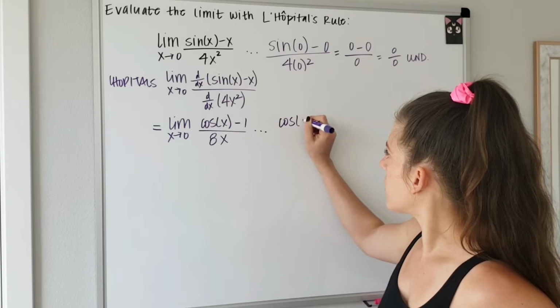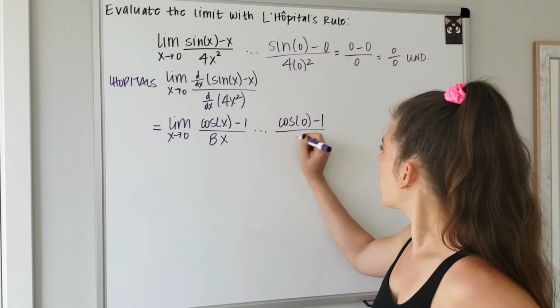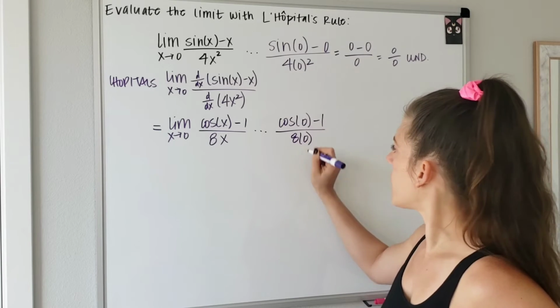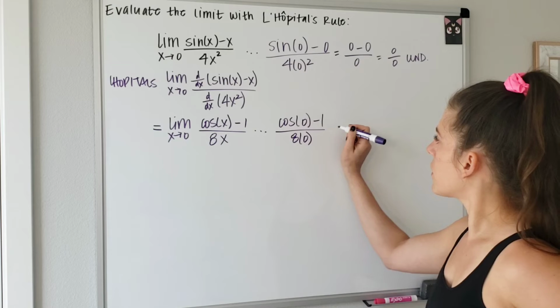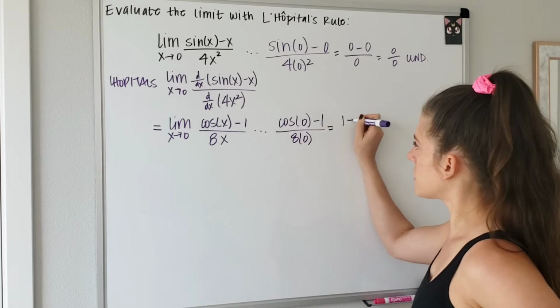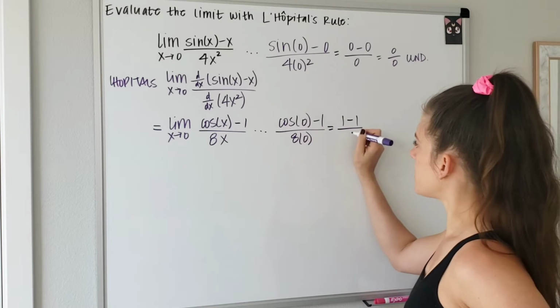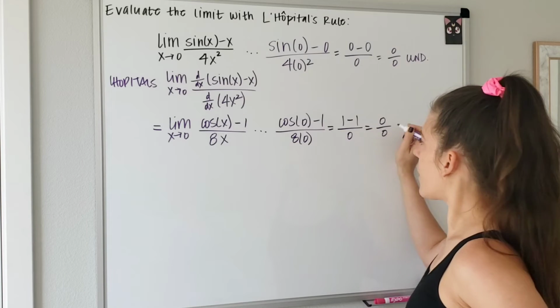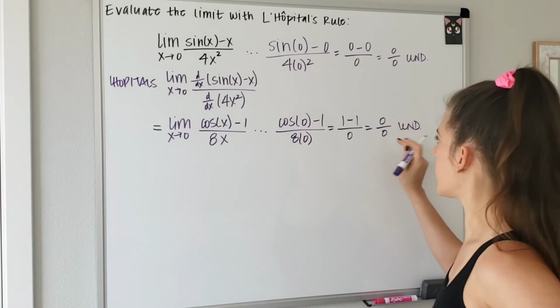So cosine of 0 minus 1 over 8 times 0. Well, cosine of 0 is 1, minus that 1 on top. 8 times 0 is 0. You get 0 over 0 again, another undefined.